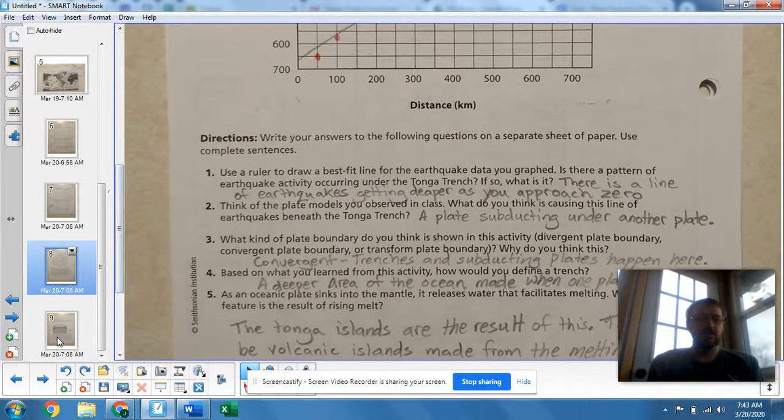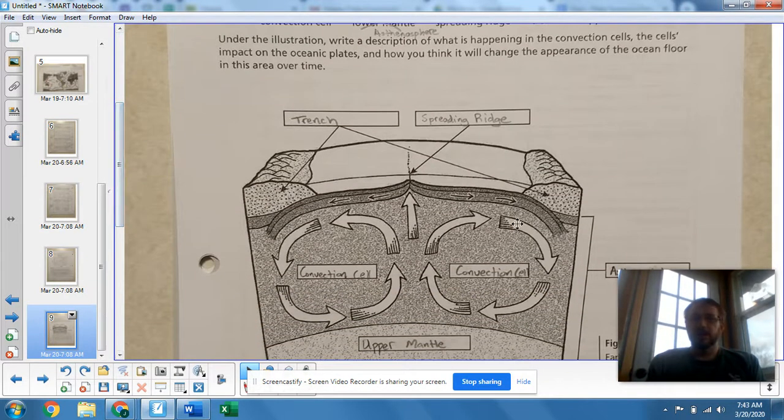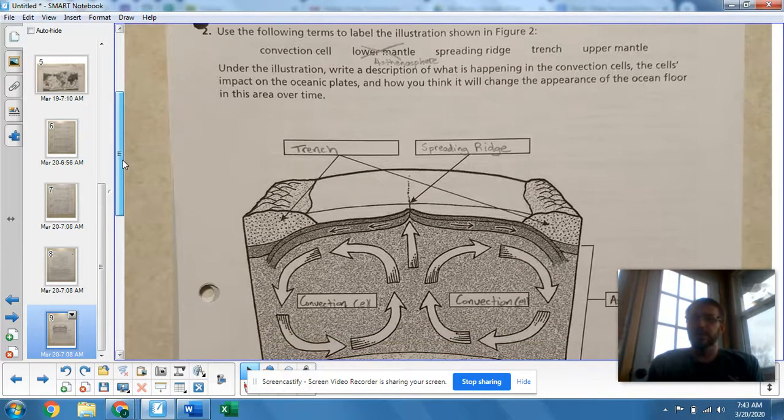Okay. And then the very last one, we had to label a few things. So we're going to have trenches. I wish these arrows would have pointed in slightly different areas. They should have pointed like right here. That's where the trench is going to be. But given the options, that was the best one for that particular area. Spreading ridge, ocean ridge, same thing. So that's right in the middle here.